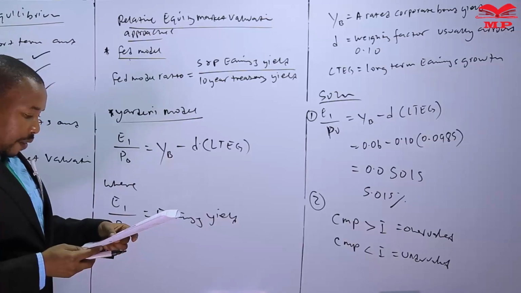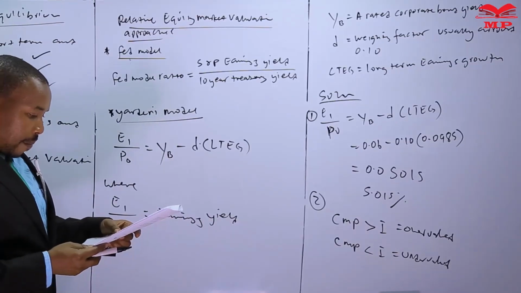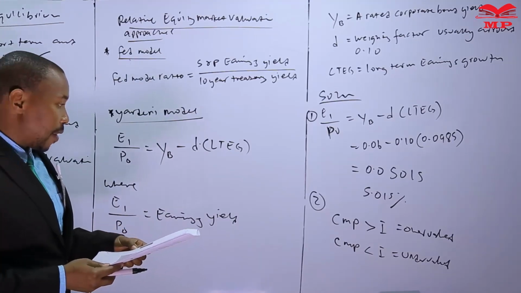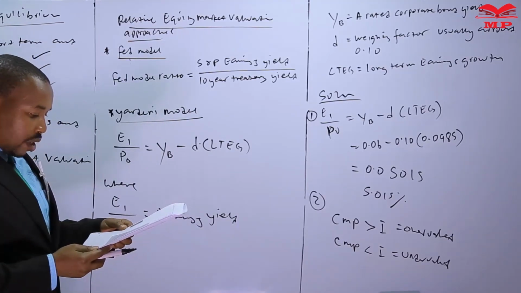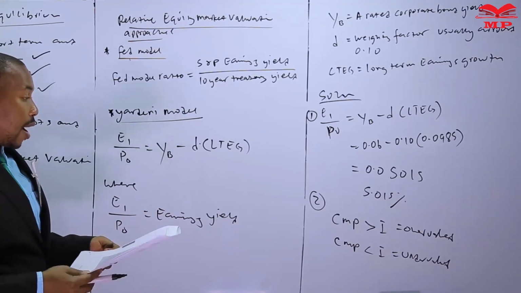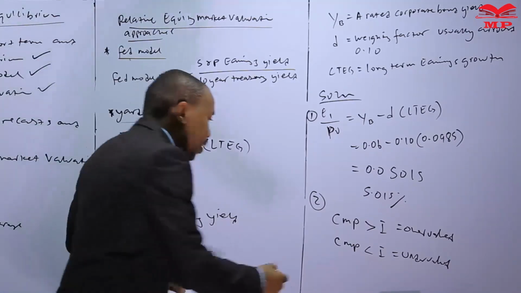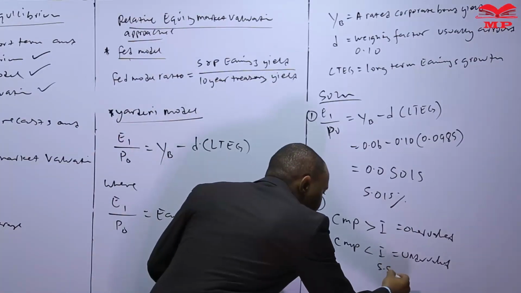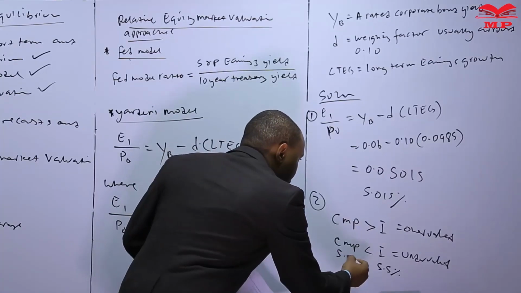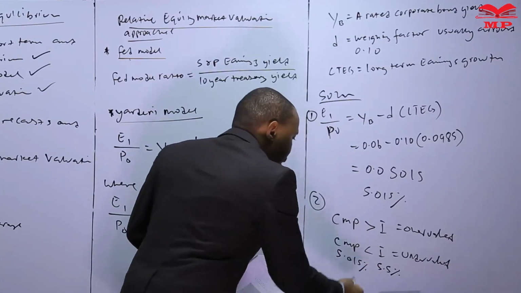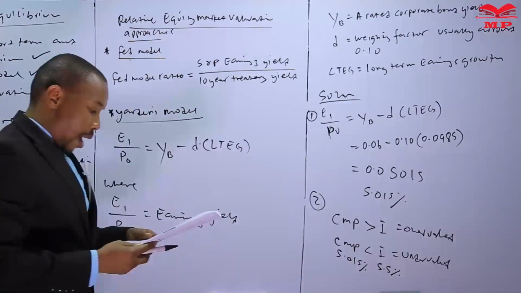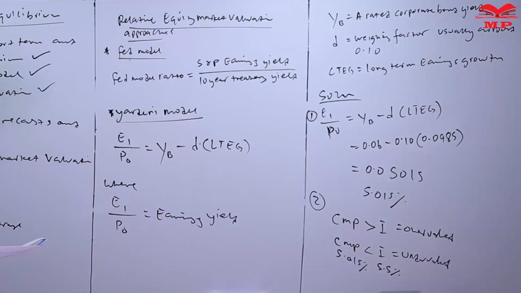So the current market earnings yield is 5.5%, and this would imply that, based on the Yardeni model, it is undervalued. The intrinsic value is 5.5%, and the current market price is 5.015. You can see the current market price is less than the intrinsic value, and hence it is undervalued.